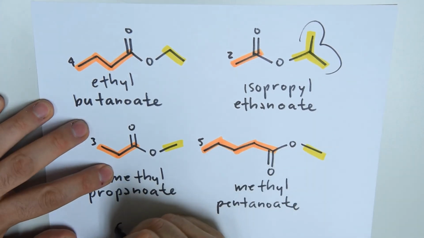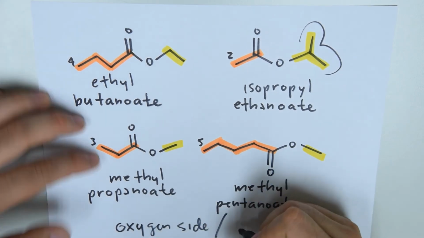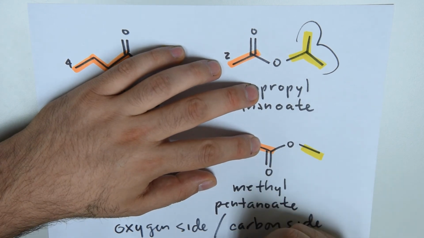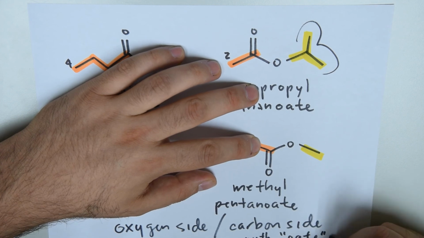So remember, the names are always oxygen side and then carbon side with the "oate" ending.